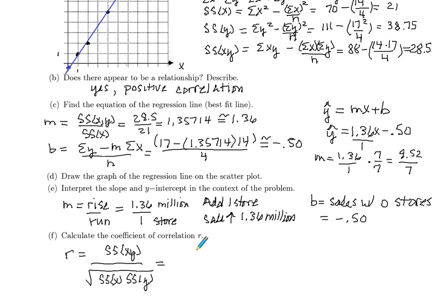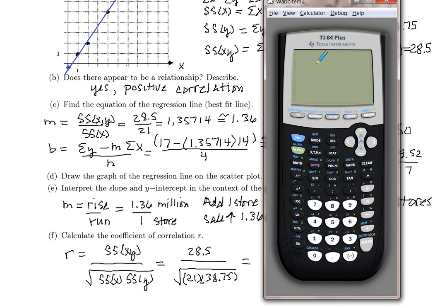So on the top, that's 28.5, and then on the bottom, the square root of the sum of squares of x, 21, and for y, 38.75. So 21 times 38.75. Okay, let's go ahead and key this into the calculator.